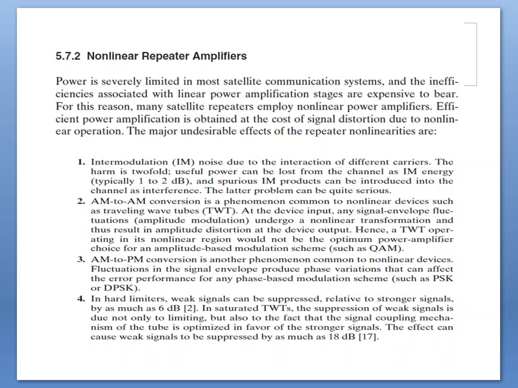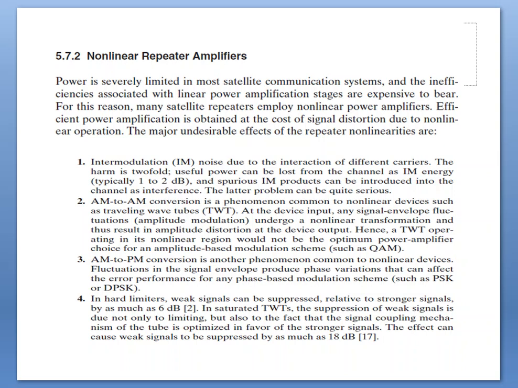The major undesirable effects of the repeater non-linearities are, first, intermodulation noise due to the interaction of different carriers. The harm is twofold. Useful power can be lost from the channel as IM energy, and spurious IM products can be introduced into the channel as interference. The latter problem can be quite serious.